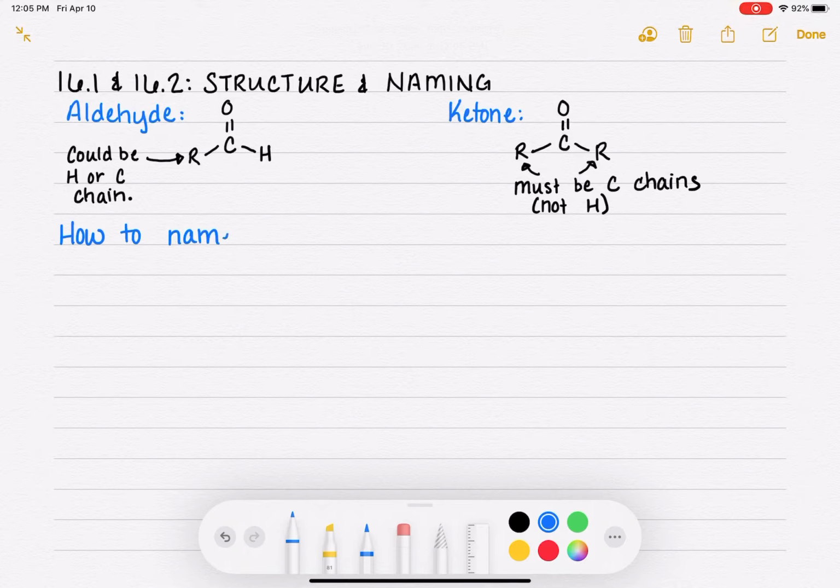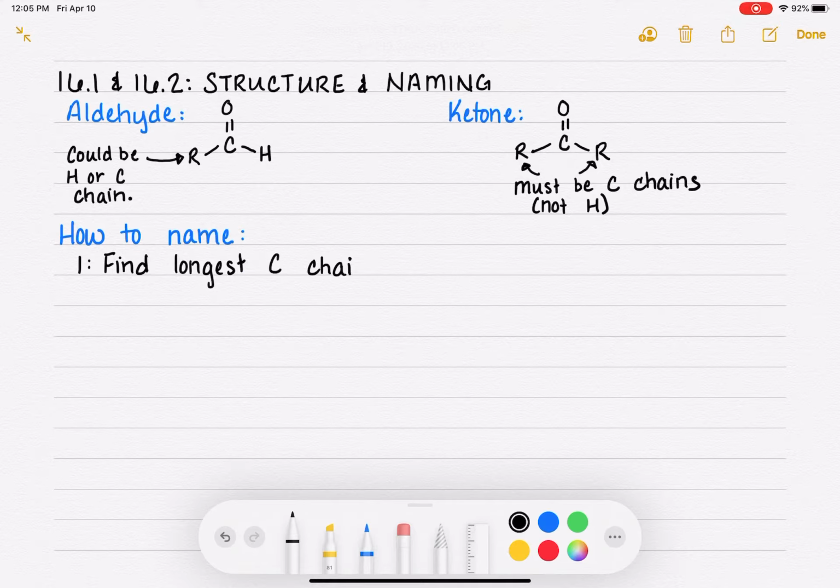So I'm going to go over the naming rules, how to name aldehydes and ketones, and then we're going to go to a worksheet where we're going to actually practice with some names. So this is just going to be steps without an example, and then we're going to do a worksheet with some examples. So like usual, the first thing that we have to do is find the longest carbon chain.